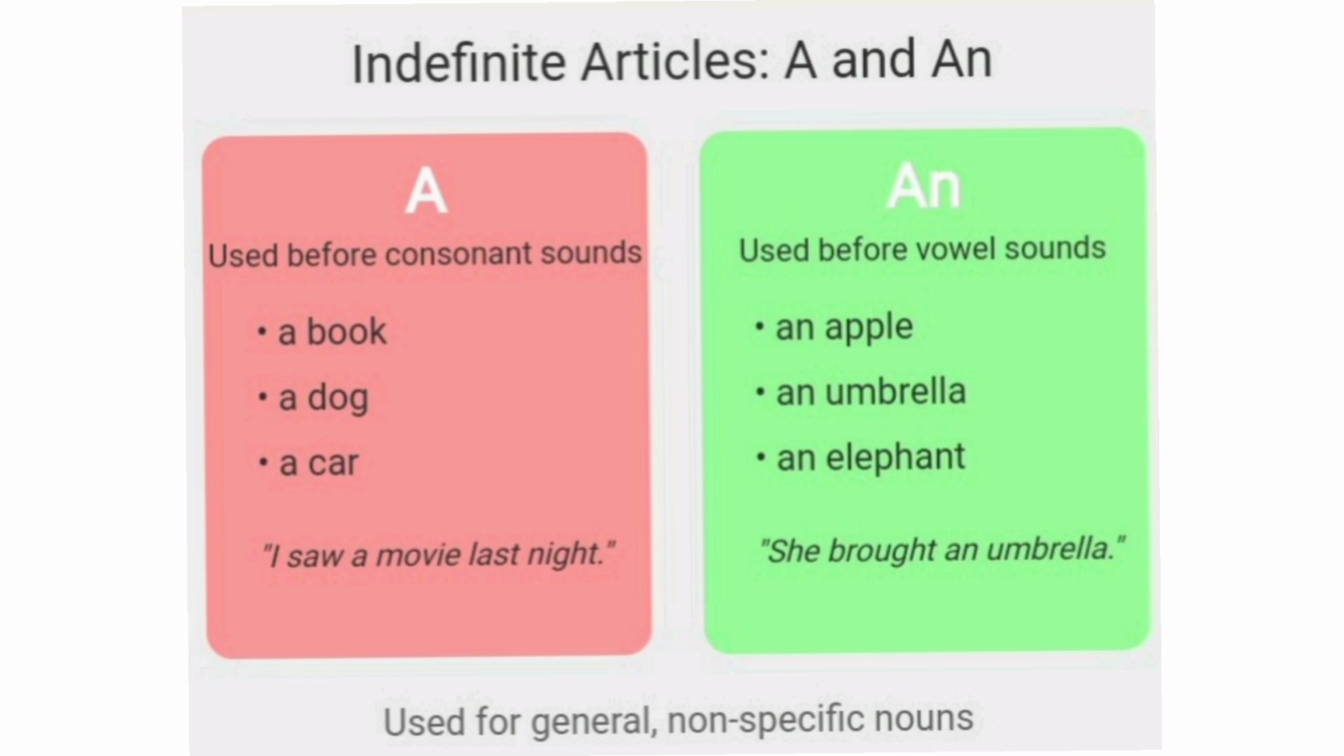They are used before singular countable nouns. A is used before words that start with a consonant sound. You know very well about consonant sound. We have 26 letters in total. In those 26 letters, 5 letters are vowels: A, E, I, O, U. Except these A, E, I, O, U, the remaining 21 letters are called consonants.